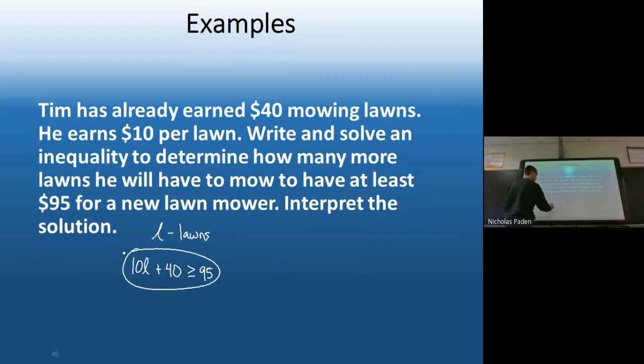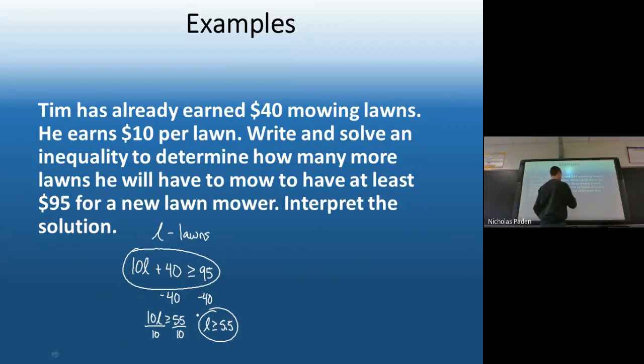So we would subtract 40 from both sides to start solving. And then it's going to get us 10L is greater than or equal to 55. Divide by 10. And we get L is greater than or equal to 5.5. So keep L is greater than or equal to 5.5. But whenever we go to interpret our solution, we're going to say he will need to mow at least how many yards? He's going to have to mow at least 6 yards, okay?